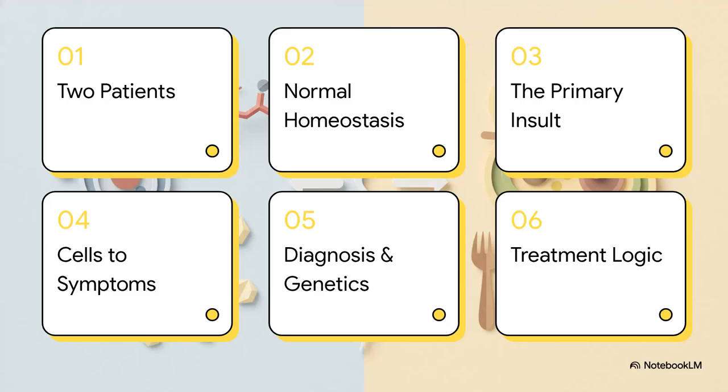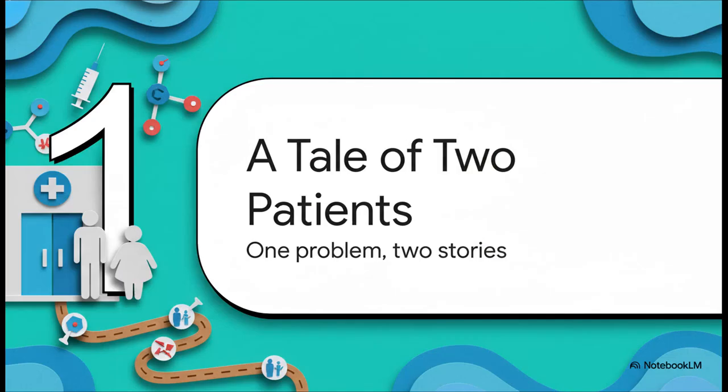So here's our roadmap. We'll start with two very different patient presentations. Then we'll build up from normal physiology to see exactly where things go wrong. After that, we'll connect those cellular problems to the clinical signs we see. And finally, we'll understand the logic behind why we treat them so differently. To really ground our discussion, let's start where it all matters, in the clinic.